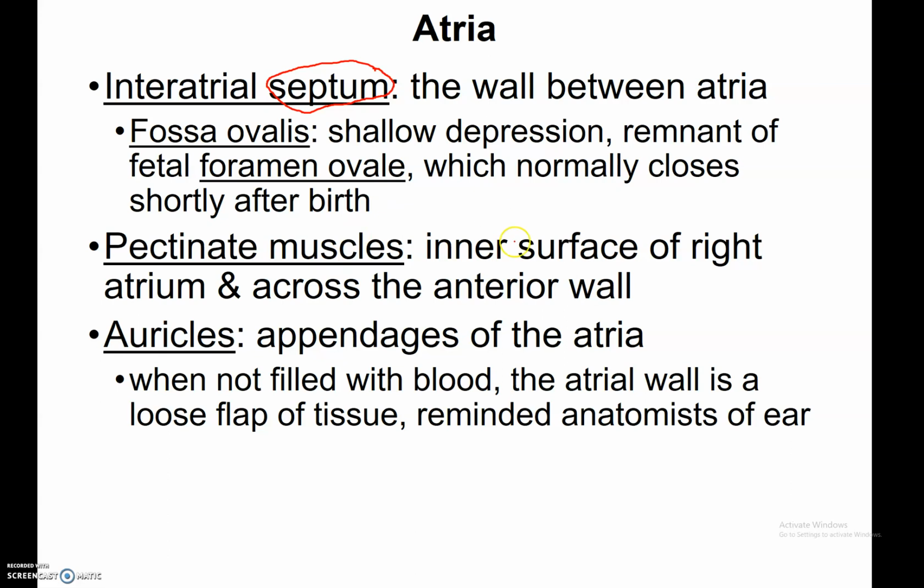The pectinate muscles, these are muscles on the surface of the right atrium, and they cross over to the anterior wall. And then we have the auricles. The auricles are what we're going to call the appendages of the atria. When they're not filled with blood, they just look like loose flaps of tissue. They look like elephant ears, if you ask me, which is kind of why I think it's called an auricle. It reminded anatomists of an ear.